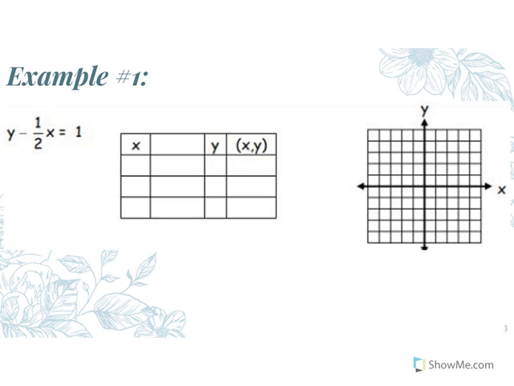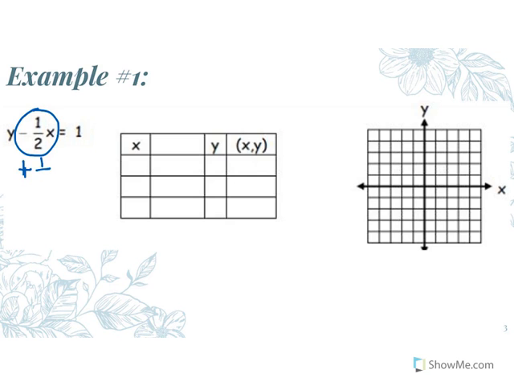Our first example, we see that our equation is not in y equals mx plus b form. We actually need to solve for that. Okay, so now we are going to get y by itself. I need to get rid of the addition and subtraction first. So this is a negative 1/2 x, so I'm now going to add 1/2 x to both sides.